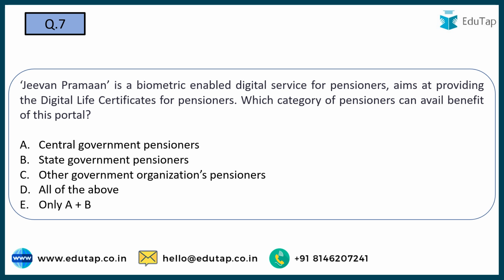Question number 7 on your screen. Jeevan Pramaan. Jeevan Pramaan is a biometric enabled digital service for pensioners. So you are reading pension components. So now we are discussing something which we call e-governance. E-governance means that Government of India wants to give governance through electronic modes. So e-Pramaan, or I would say Jeevan Pramaan is a biometric enabled digital service for pensioners, aims to provide digital life certificates for pensioners. Which category of pensioners can avail the benefit from this portal?